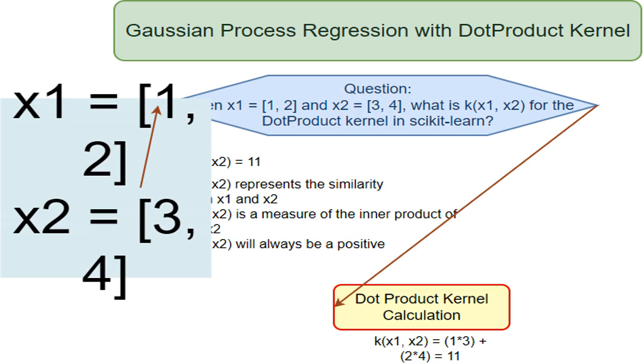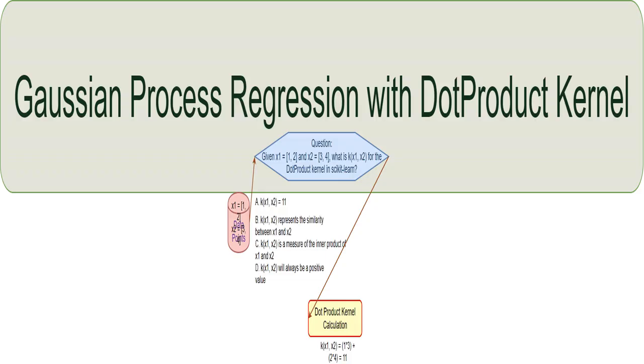I am using the notation k(x1, x2) to represent the kernel output, which is simply the dot product of x1 and x2. I already explained the calculation in the previous row. And here, I get the final answer, 11. This statement is true because, as I just showed you, the dot product of x1 and x2 is, indeed, 11.